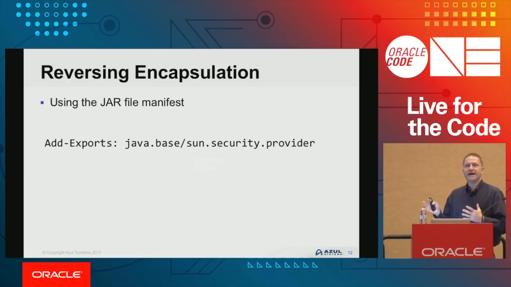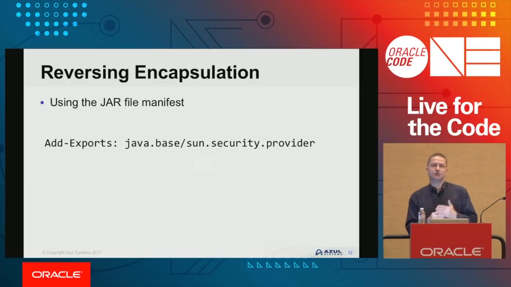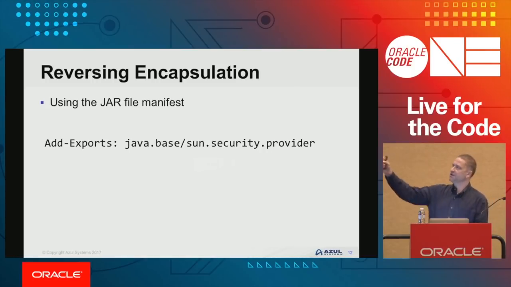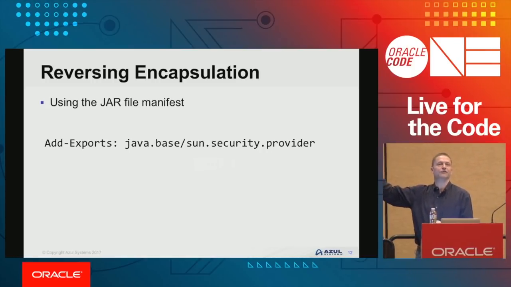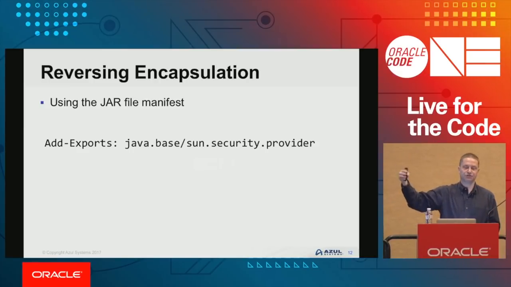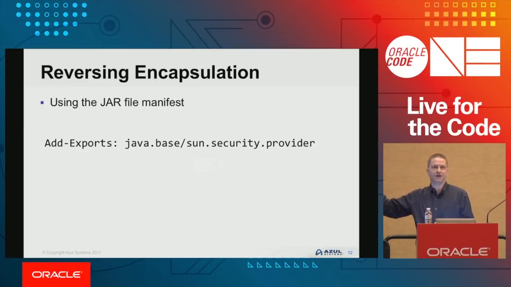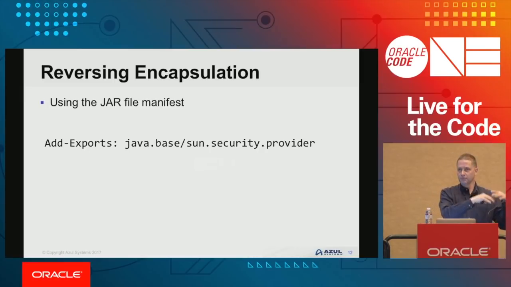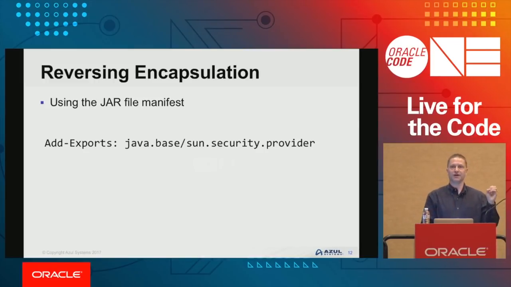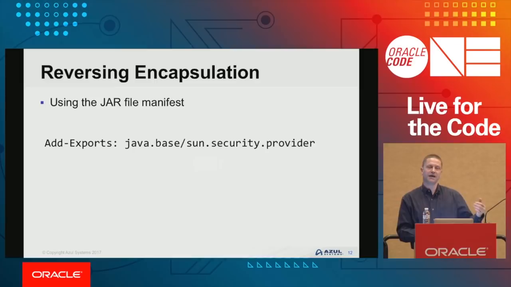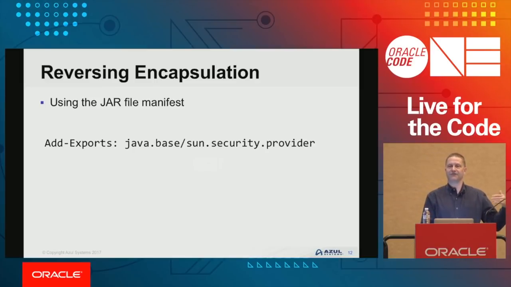If you want to avoid having to use the command line flags, you can actually include information in the jar file manifest. So again, same sort of pattern of usage. We can say add exports, java.base, sun.security.provider, and that will grant the encapsulated API access to everything that's in that jar file. So if you want to provide a jar file as a library and you don't want your users to have to add things to their command line, then you can encode it directly into the manifest file.